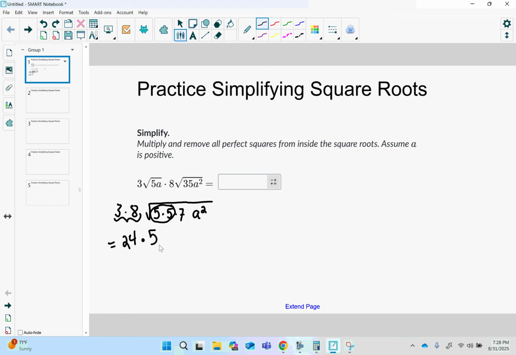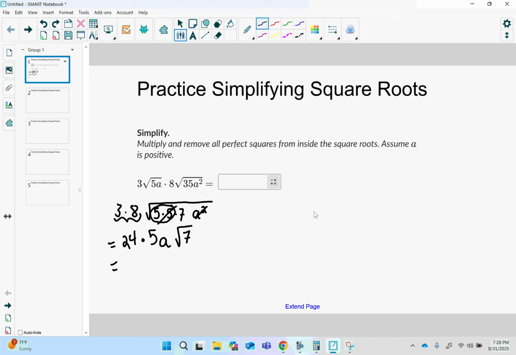So that can come out from underneath the radical sign. Also, I see that I have a squared, so a can come out. Okay, so those have been simplified, and then I just have the 7 remaining underneath the square root because 7 is prime. It can't be broken down any further, and it is not a perfect square. And then we would just simplify by multiplying 5 times 24.